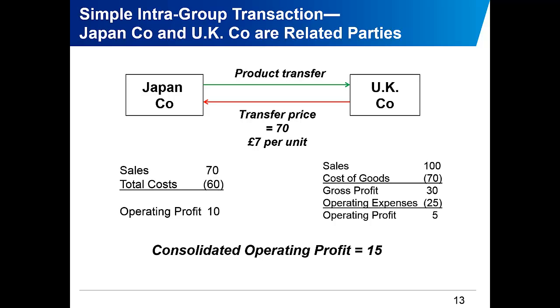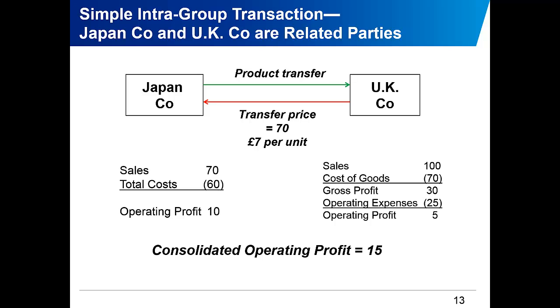So let's make the example more interesting. Suppose Japan Co. and the UK Co. are related parties. They could be affiliates, they could be a parent and a subsidiary. And in this case, we're going to have Japan Co. sell products to the UK Co. They're going to sell 10 units of the product at £7 per unit for a total price of £70.